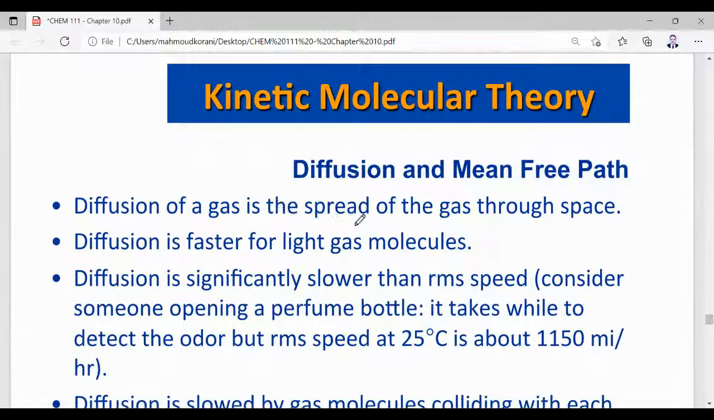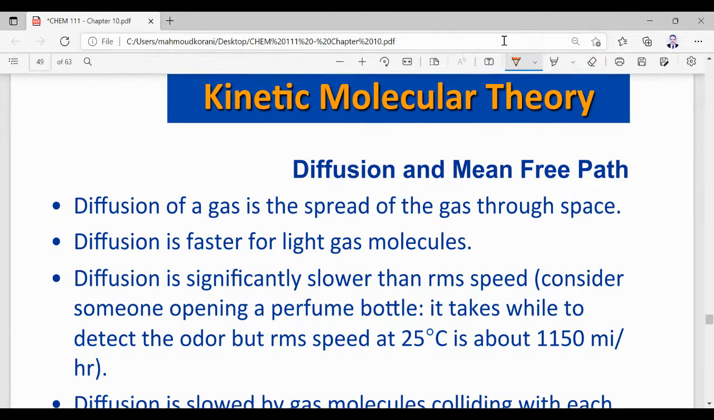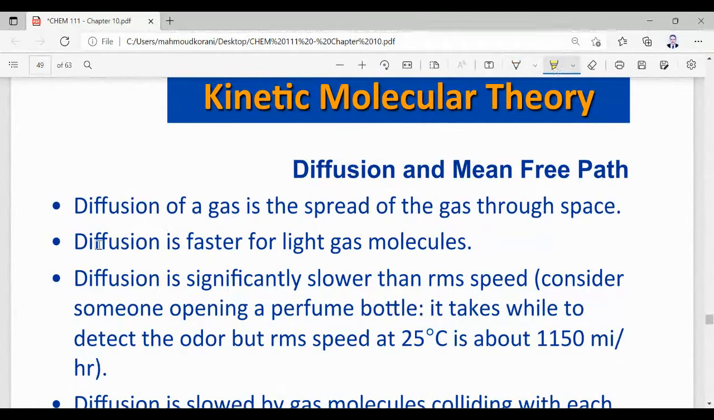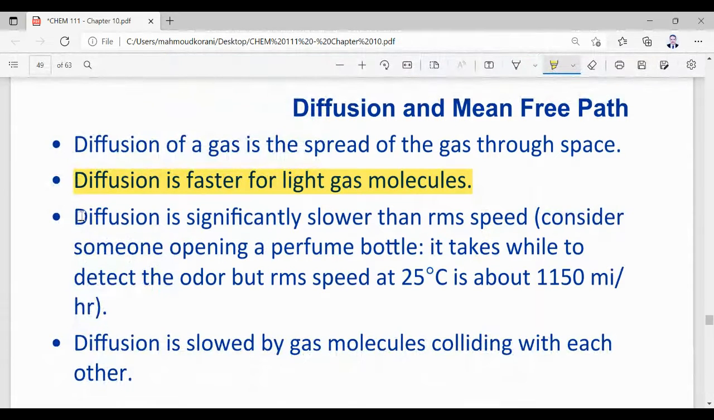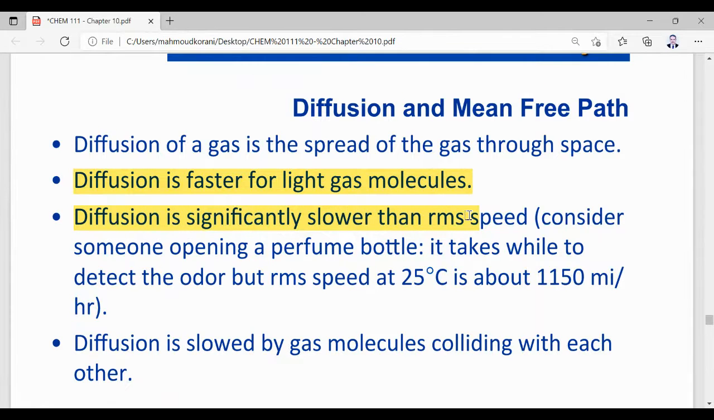Diffusion of the gas, the spread of the gas. Here I'm summarizing what I have already told you. Diffusion of the gas is the spread of the gas through space. Diffusion is faster for light gas molecules. I mean, if you have two gases, the lighter one will have faster diffusion. Diffusion is significantly slower than the RMS speed, and this is normal.